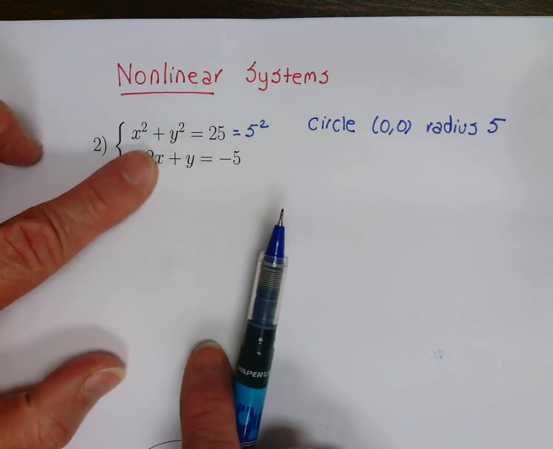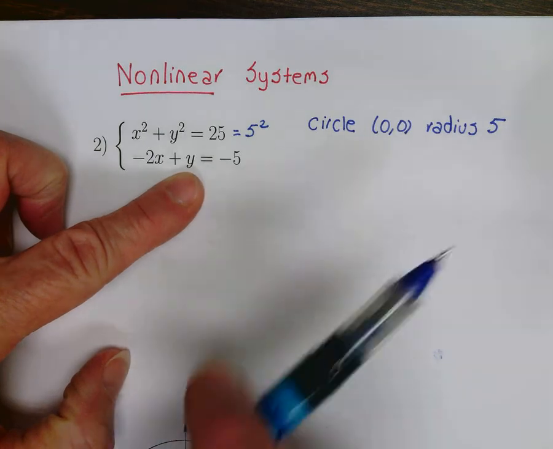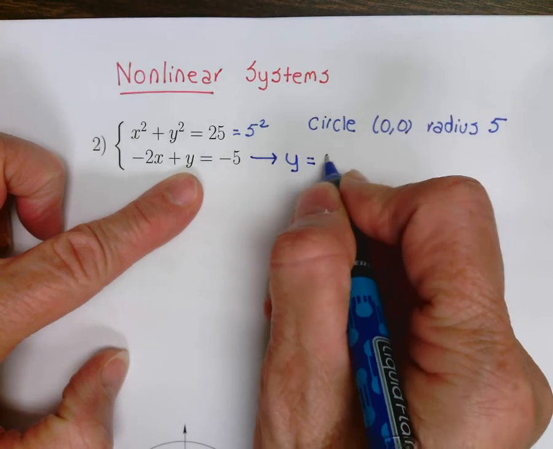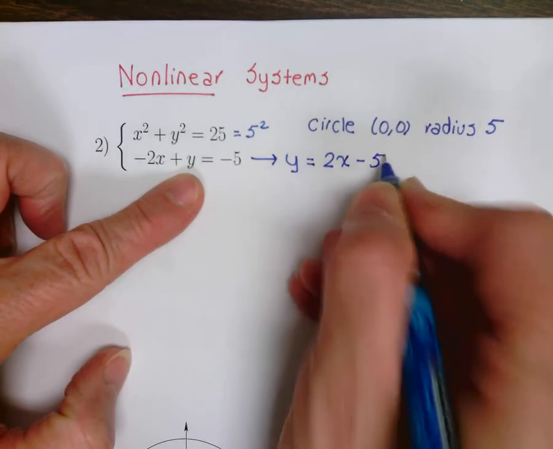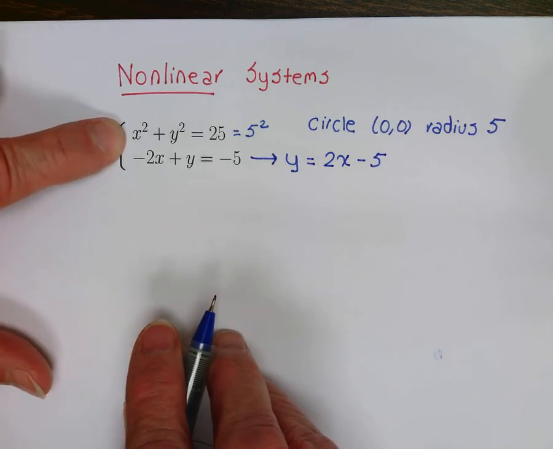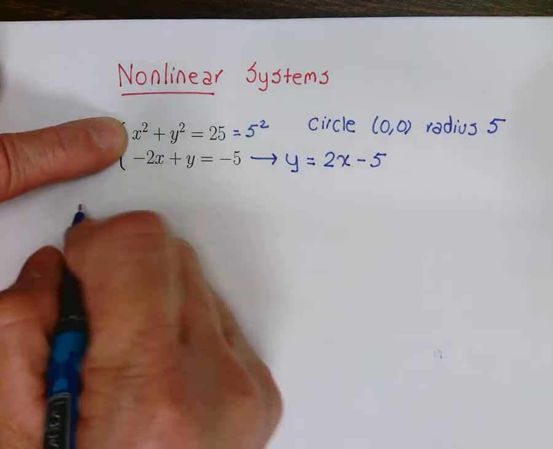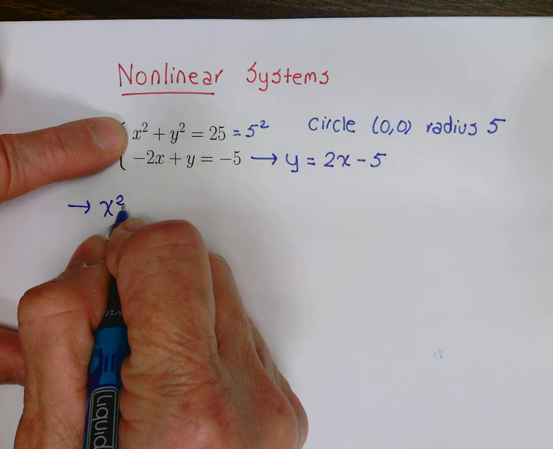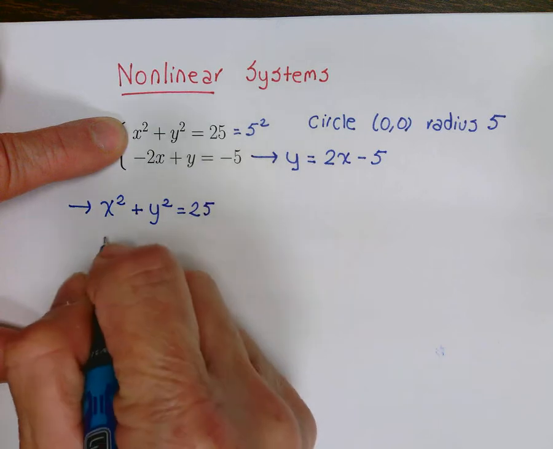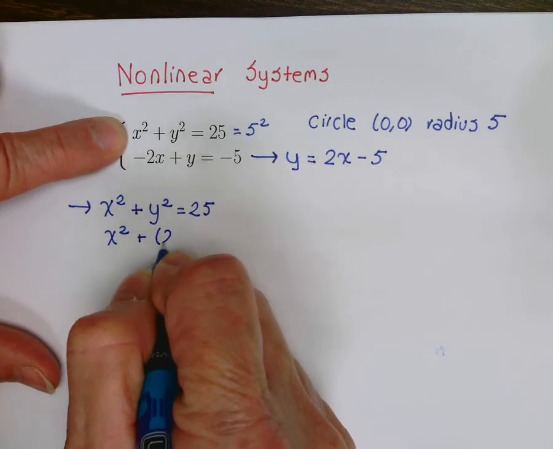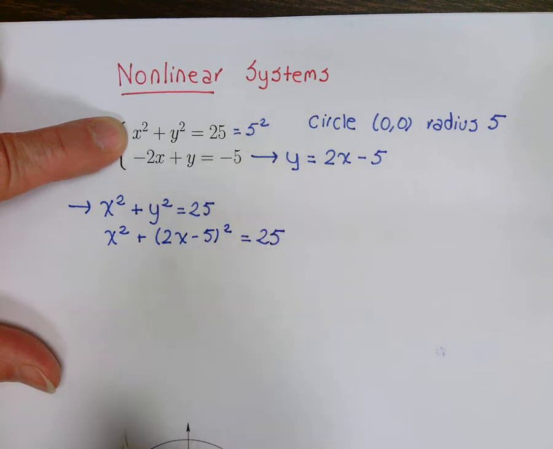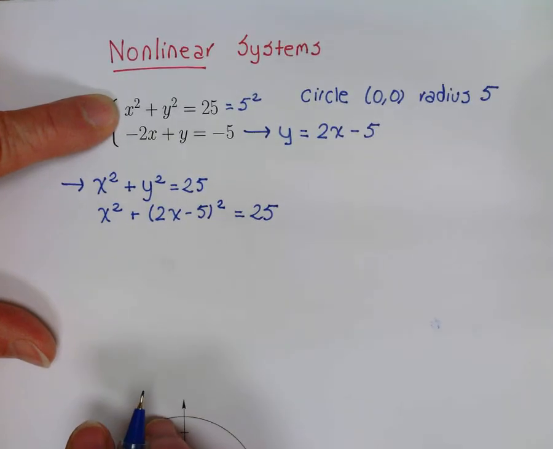Now, in this case, last example we used elimination. Here, I think substitution makes the obvious choice because I have a y that I can easily solve and isolate. y equals 2x minus 5. Okay? So what am I going to do with that equation? I'm going to substitute into the first equation. So x squared plus y squared equals 25, and I substitute. That gives me an equation in terms of x, and I should be able to solve that.